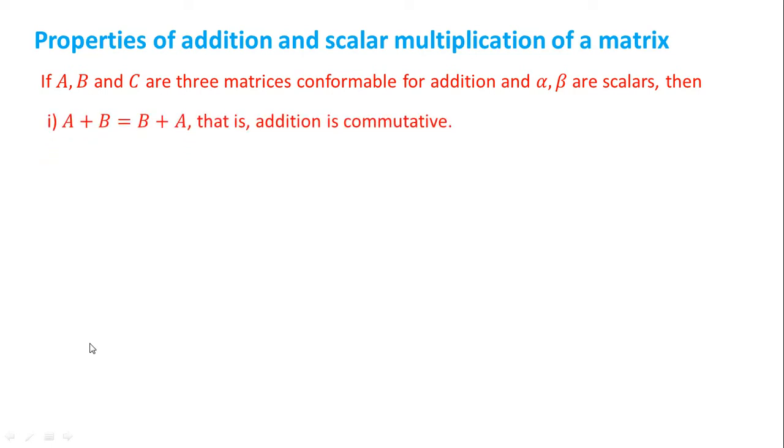What is the property? We will discuss this one by one. In case of matrix addition, A plus B is equal to B plus A. You know that addition is commutative, so the commutative property is satisfied by the addition of matrices. A plus B is the same as B plus A.